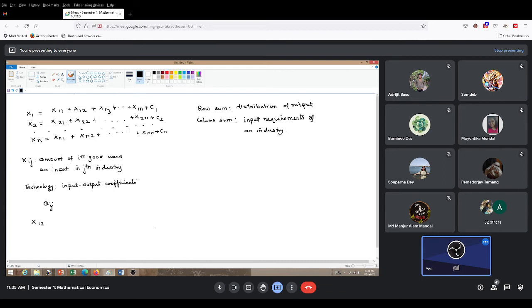If you look at X11, what is the first column? The input requirements of the first industry. This is the input requirement of the second industry. So X11 is the own requirement, X21 is the amount required from the second industry, Xn1 is the amount that X1 uses from the nth industry.